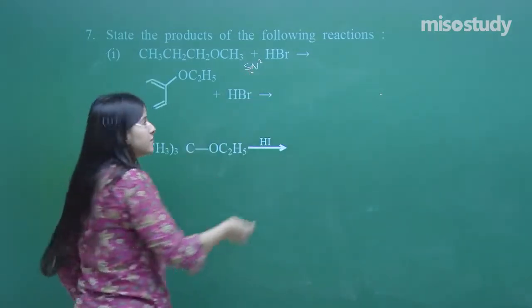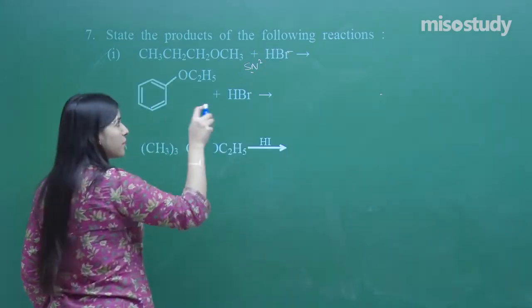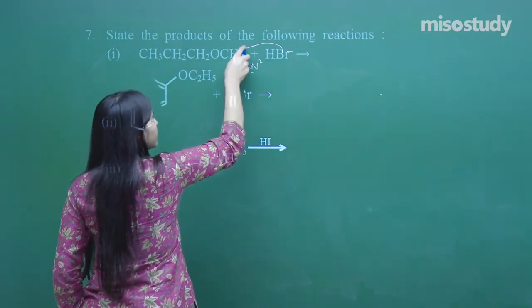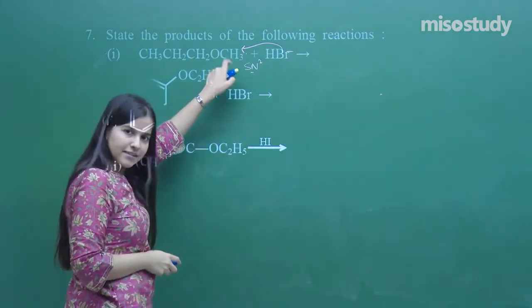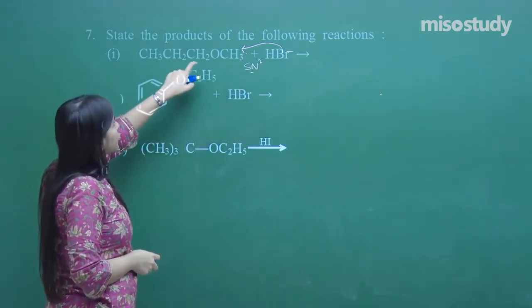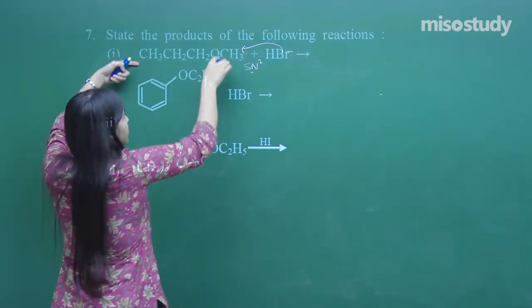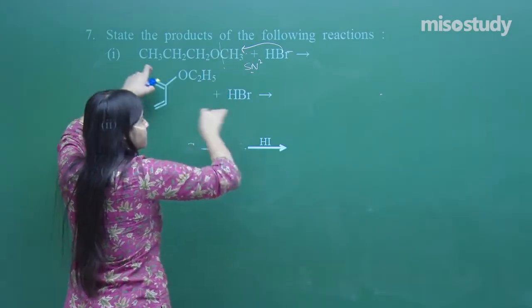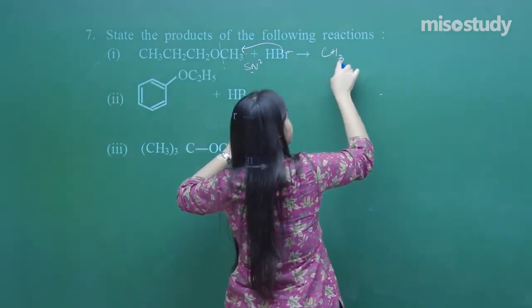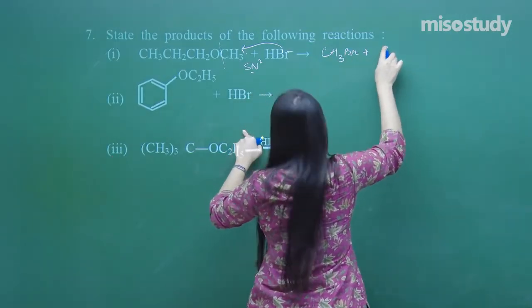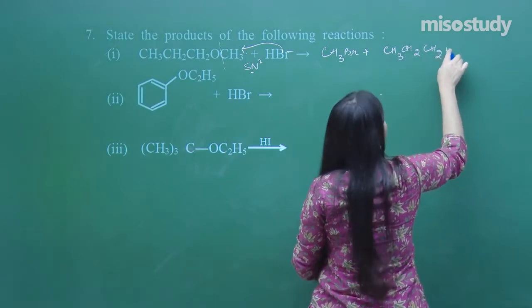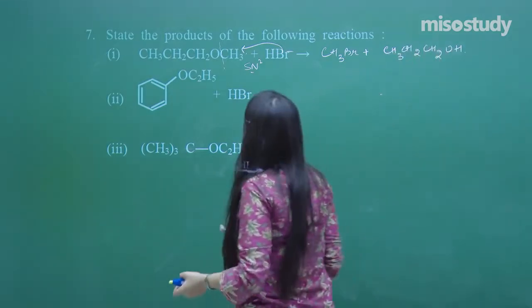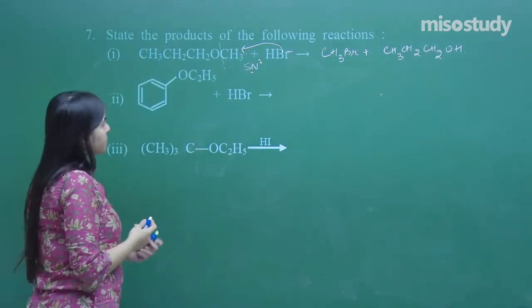Can you do that? Br negative will be trying to attack from this side, this is less bulky, and yes, we will be getting this breaking off CH3Br along with CH3CH2CH2OH. Fine? Clear? The next one.